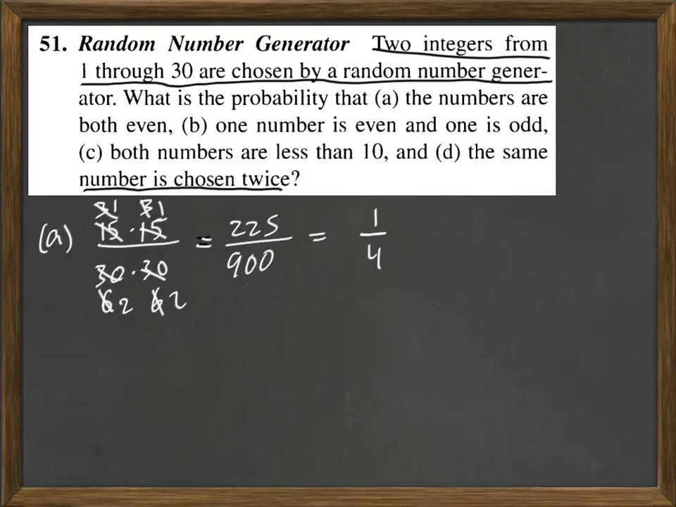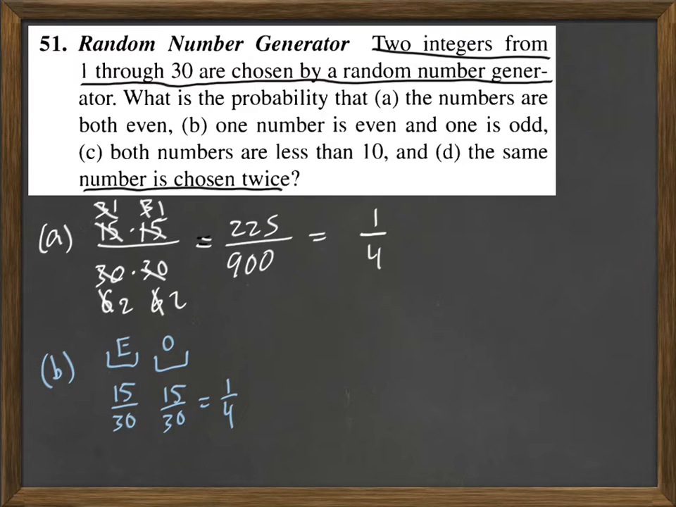The second one is saying one number is even and one number is odd. That's kind of a weird scenario when you think about it, because let's pretend the first one is even and the second event that happens is odd. There's a 15 out of 30 chance of the even happening, which is 1/2, and a 15 over 30 chance of the odd, so this is the same scenario as above. We get 1/4.